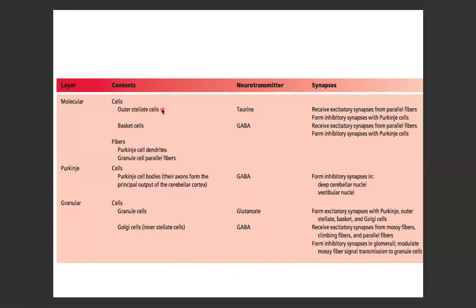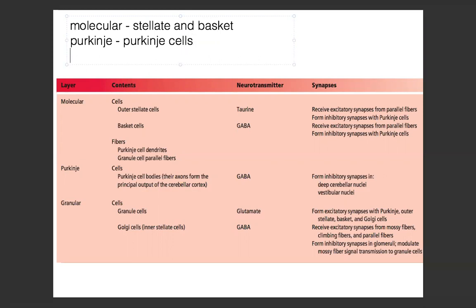المolecular layer فيها stellate cells وbasket cells, while Purkinje layer فيها Purkinje cells، والgranular layer فيها granule cells وGolgi cells. I'll just write them out here. So في molecular فيها stellate and basket cells. تمام؟ في Purkinje layer فيها Purkinje cells. وفي granular layer فيها granule cells and Golgi cells. يعني there are three layers واللاير كل layer فيها specific type of cells.